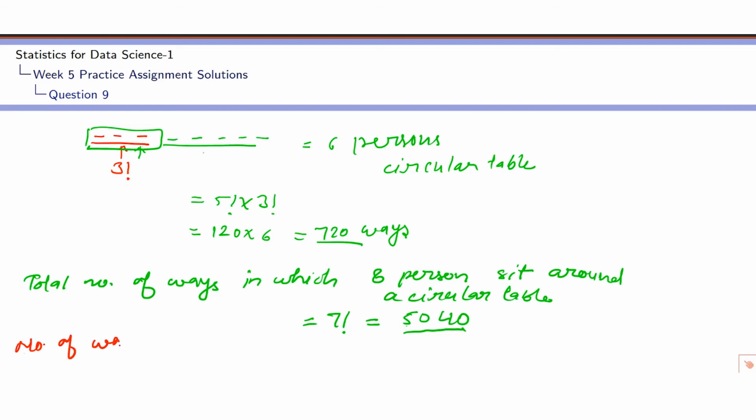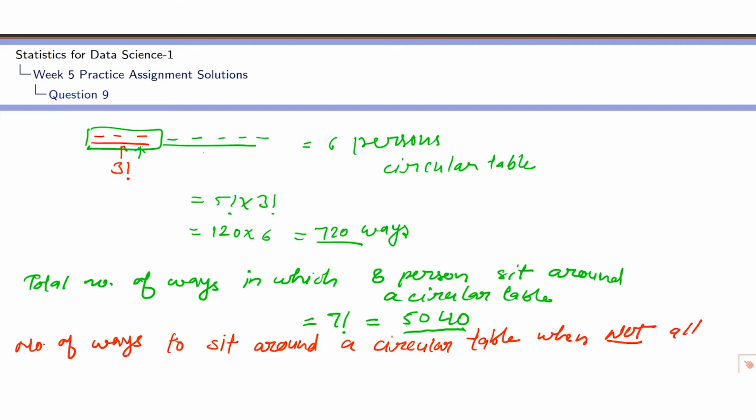Number of ways where the number of bases sit around the circular table when not all three members sit together will be 5040 minus 720, that will be equal to 4320 ways.